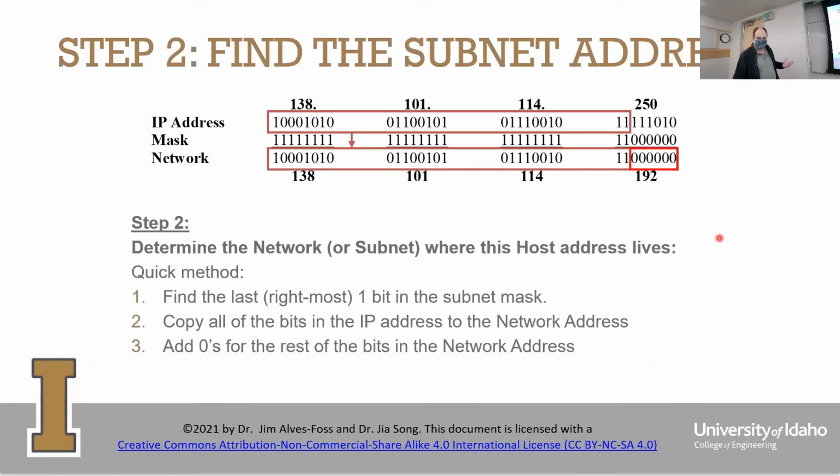So again, we take this part where the ones are, copy it down. Find the last rightmost 1 bit in the mask. That's where we divide things. Wherever there's 1s, copy it directly. Everywhere else it's zeros, make them zeros.